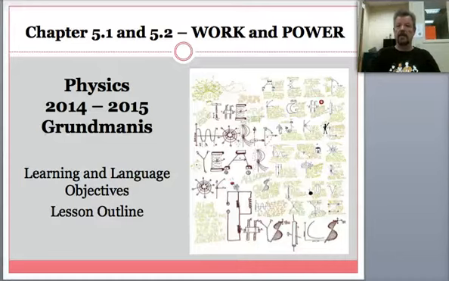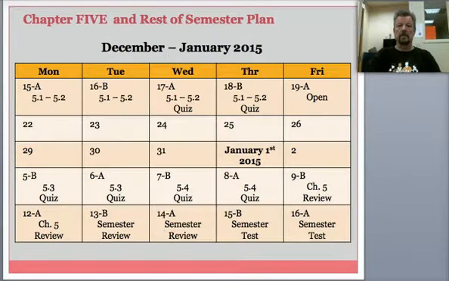Chapter 5.1 and 5.2, Work and Power. Chapter 5 and the rest of the semester test plan is as follows. On Monday, Tuesday, Wednesday, and Thursday, we will cover chapters 5.1 and 5.2.